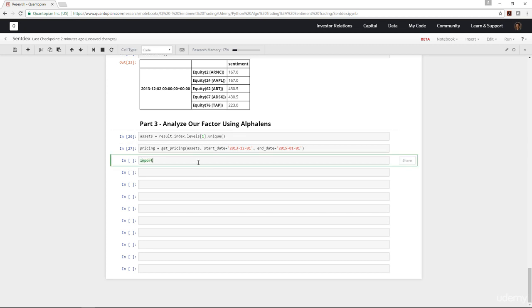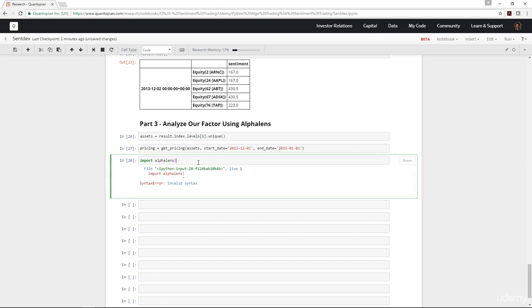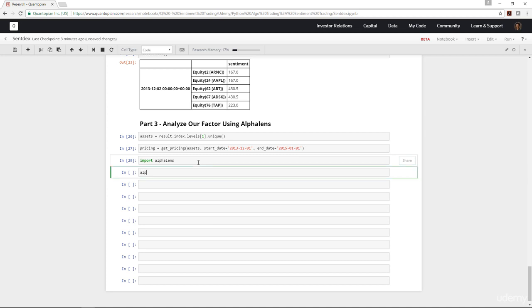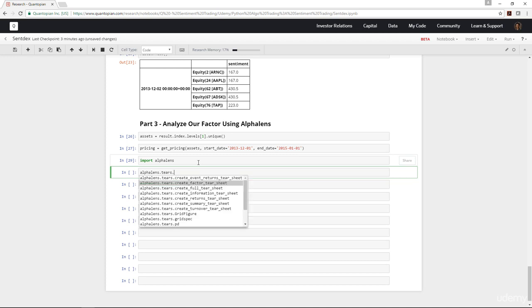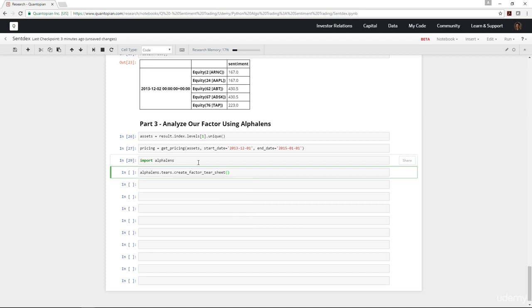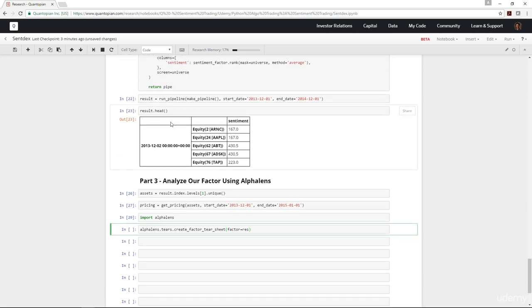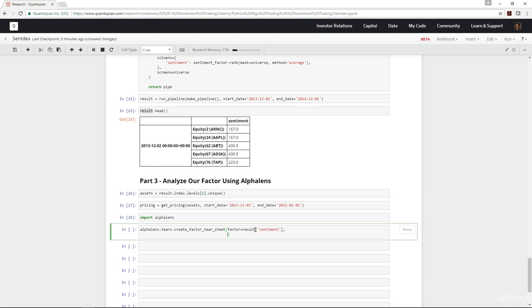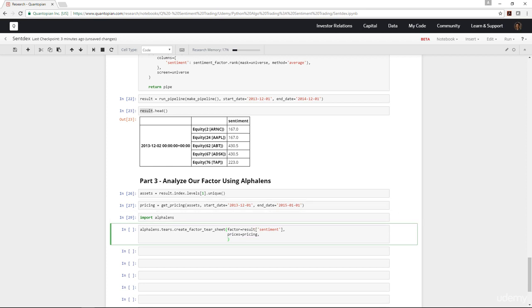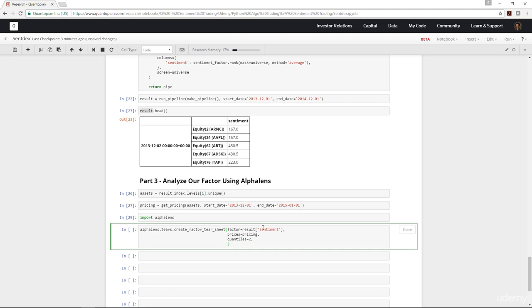The first thing we want to do is import the Alpha Lens library. Sorry about the typo there. And we're going to run Alpha Lens on our factor. So we want to create the actual factor tear sheet. What is our factor? Our factor is the sentiment data, so it's this here, result. What else do we want to provide? We need to provide pricing, which we extracted from here. We're going to break the quantiles into 2, and we are going to look at the periods ahead, which are 1 day, 5 days, and 10 days.